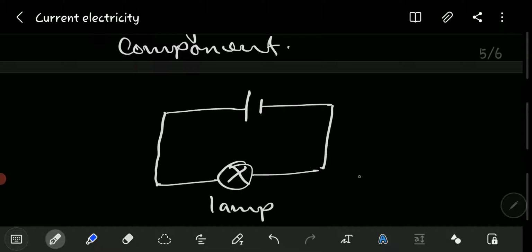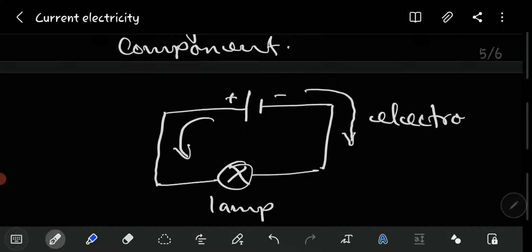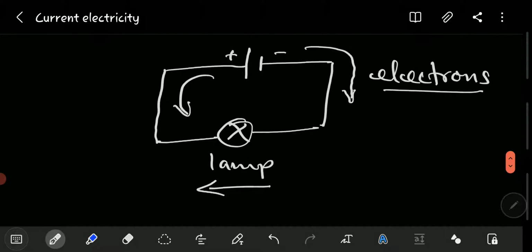Now as charge is flowing through the circuit, take note of one thing. We said that electric current will flow from the positive terminal to the negative terminal. However, the electrons are not flowing in that direction. The electrons will move from the negative terminal going to the positive terminal. So this will be the direction of flow of electrons. It means that electrons are passing through the lamp in that direction.